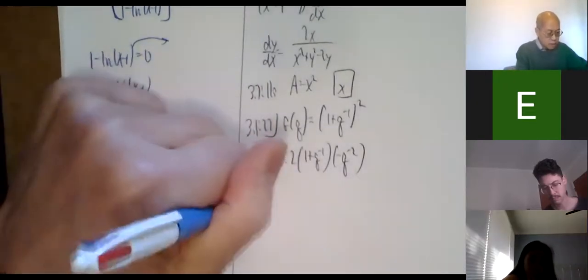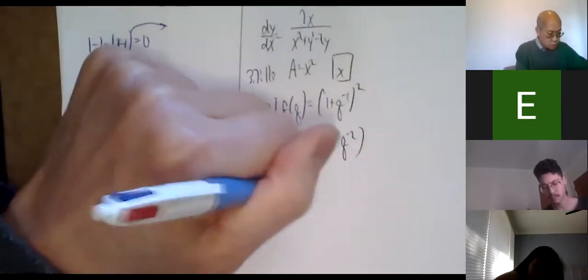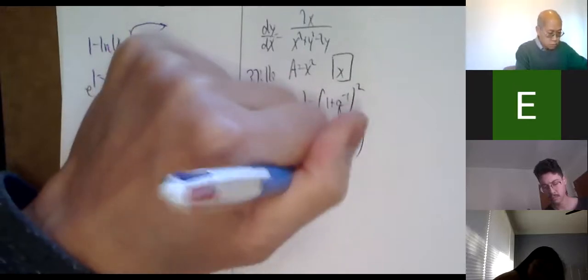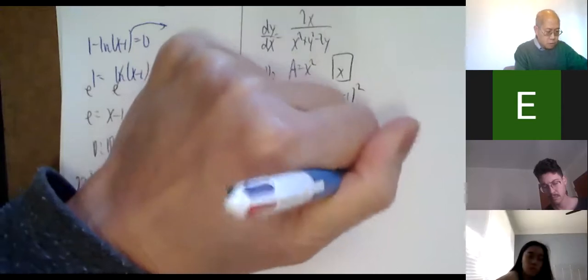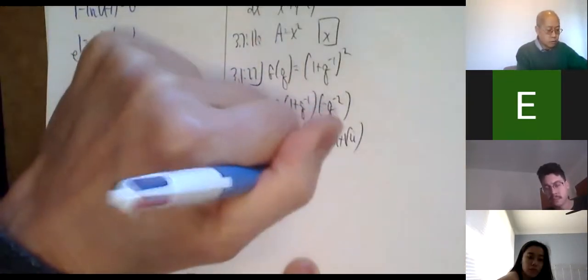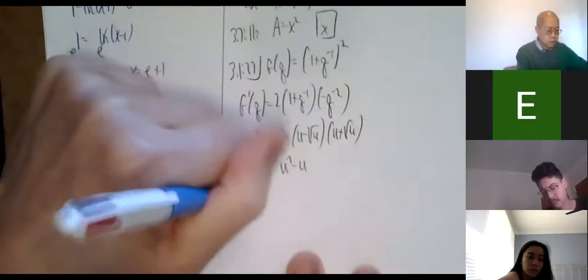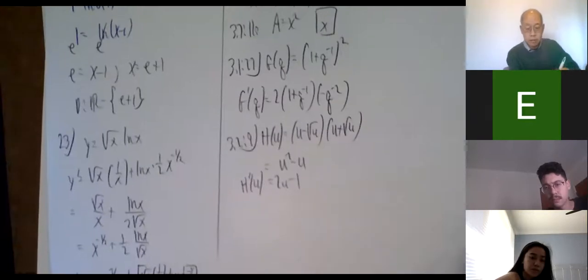3.2, number 9. u minus radical u, u plus radical u. So just multiply it out, u squared minus u, which means the derivative is easy, 2u minus 1.